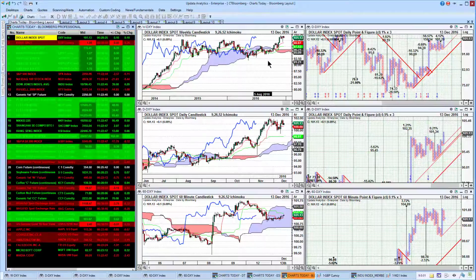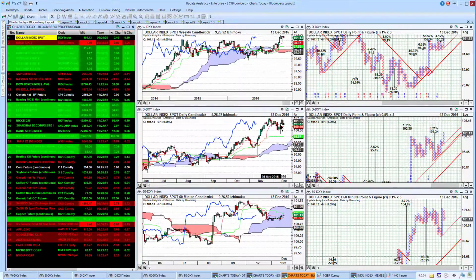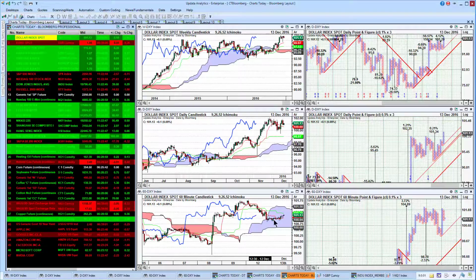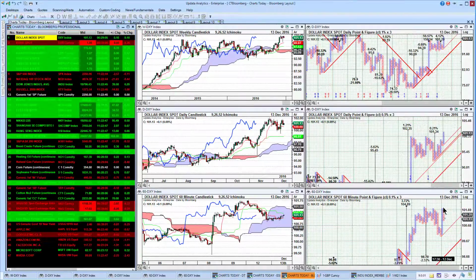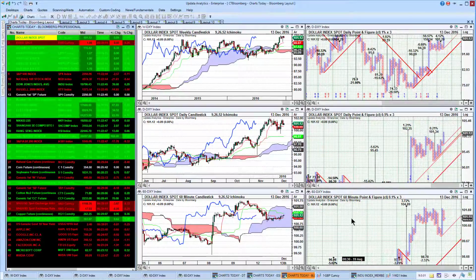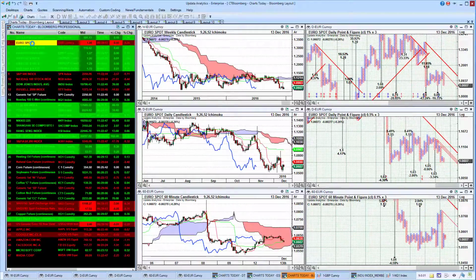So we start with the dollar index recovering. As we've said, it's back above the cloud, so it's bullish on all time frames. We have a new thrust target off this column. Really awaiting the Fed decision, but the market is expecting that rise now, and that's priced in.